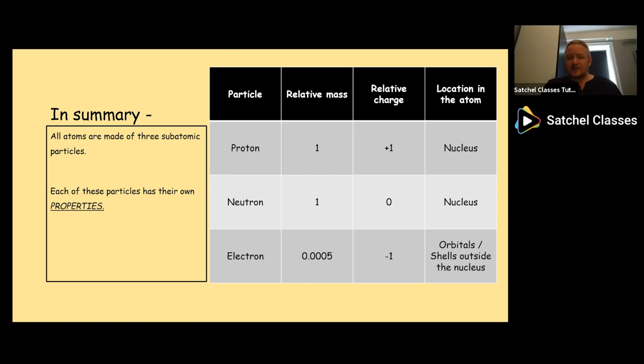Its relative charge is -1. It is negative compared to the proton and the neutron. And its location in the atom is in the orbitals, or the shells, that are outside the nucleus. There are no electrons inside the nucleus.